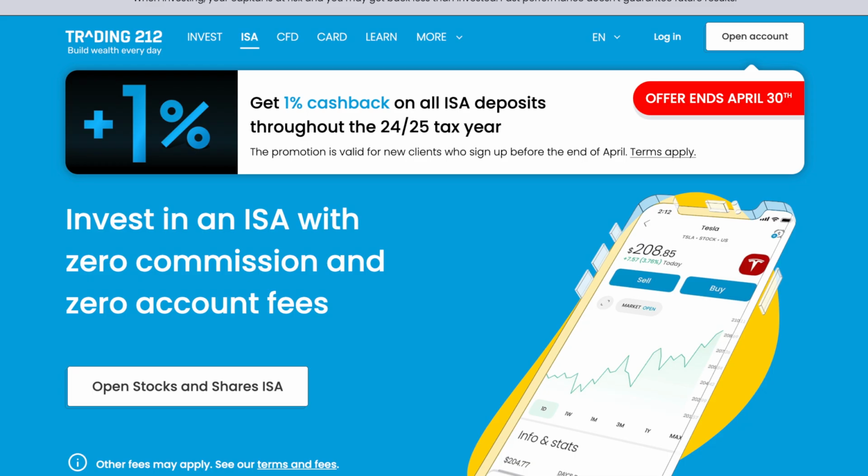So first, let's jump into my favorite platform, which is Trading 212. Personally, I'm going to invest most of my money into Trading 212 this year because I love the interface. I also love the really low fees that they have. And don't get fooled by the name. Although it says Trading 212, it's actually really well catered in a really simplistic way for people to invest in ISAs. So even beginners can start to invest in Trading 212.